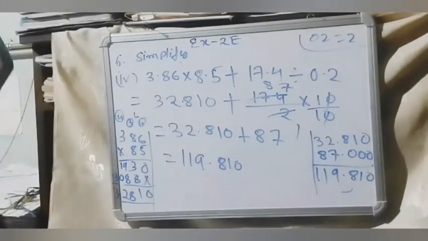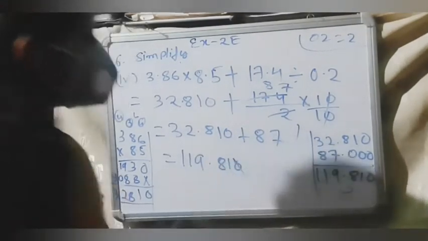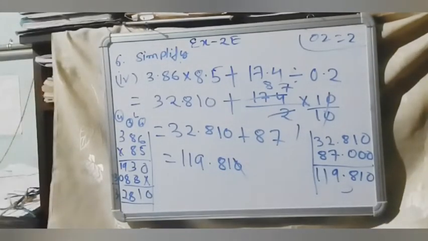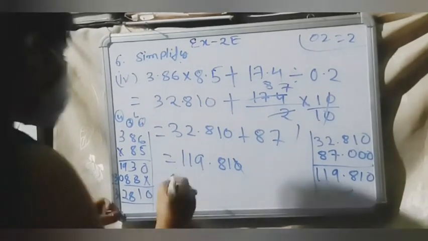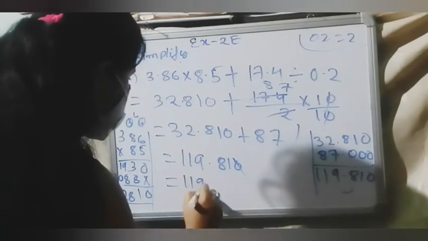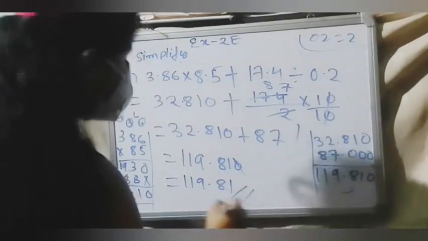119.810. You can write like this also, or you can remove. As I told you, after decimal point, no matter how many zeros are there, you can cancel out. So your answer will be 119.81. This is your answer.